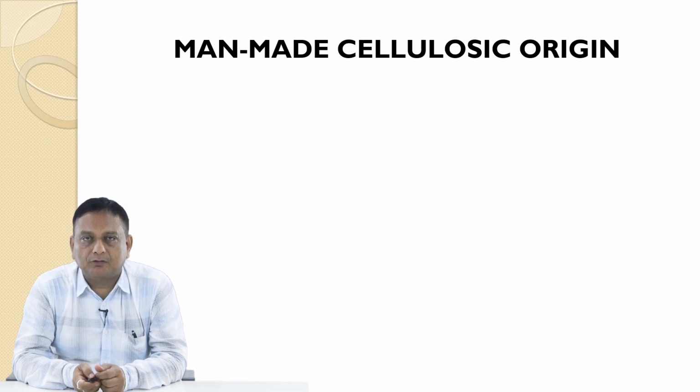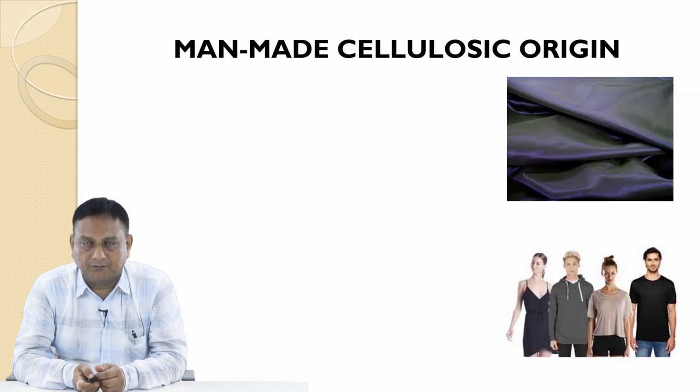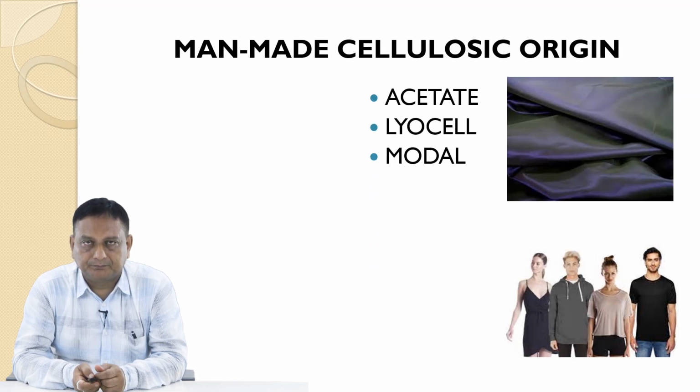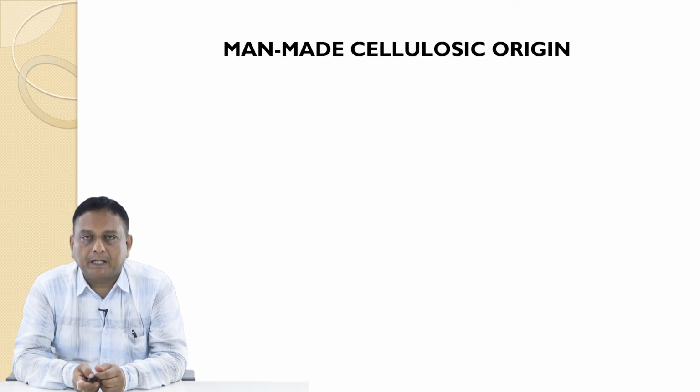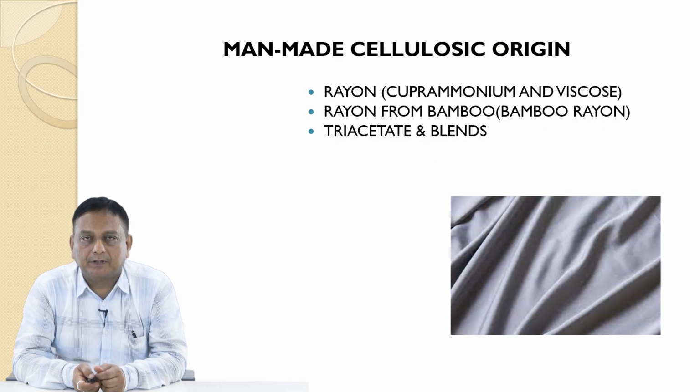Coming to the man-made cellulosic origin, there are certain kinds of garments available and different products are produced out of it, and the majority of them are based on acetate, lyocell, modal, etc. Man-made cellulosic origin also includes rayon, which is very important. Rayon from bamboo is very popular nowadays, that is bamboo rayon. Then rayon from cupro ammonium and viscose is also popular. Triacetate and blends are also there in this man-made cellulosic origin.